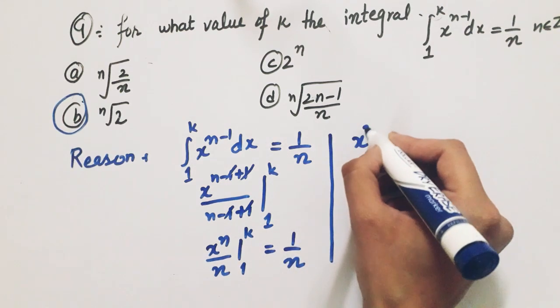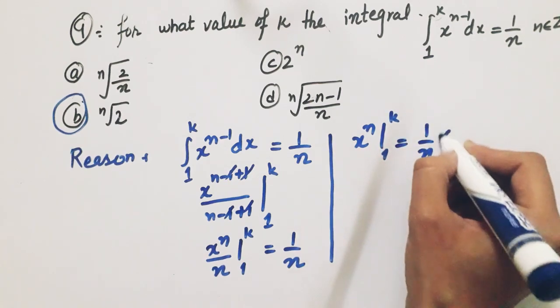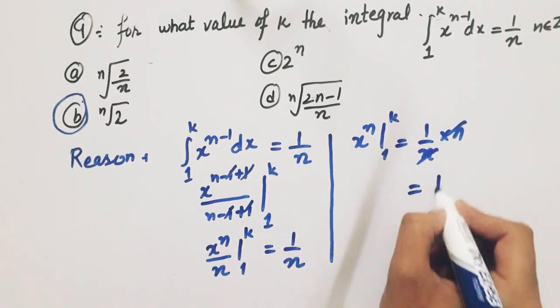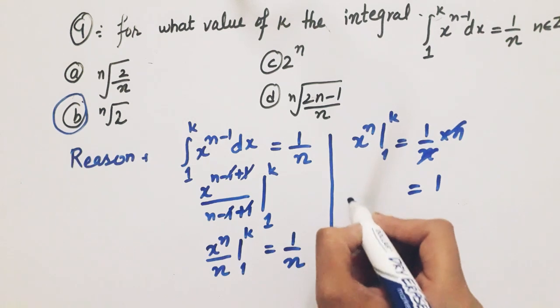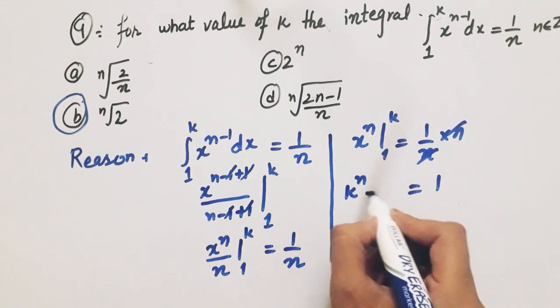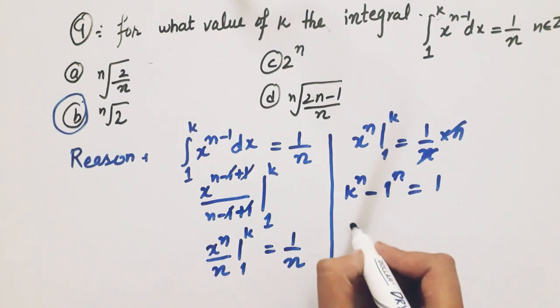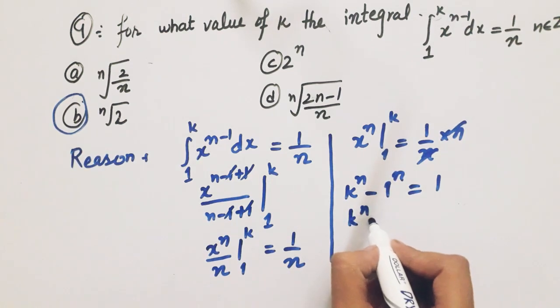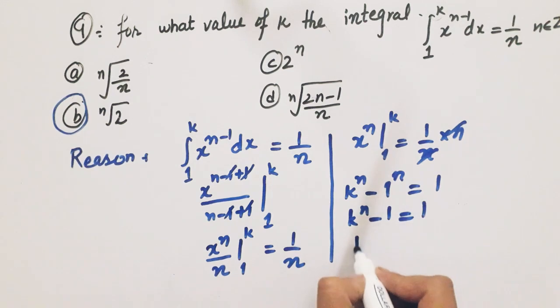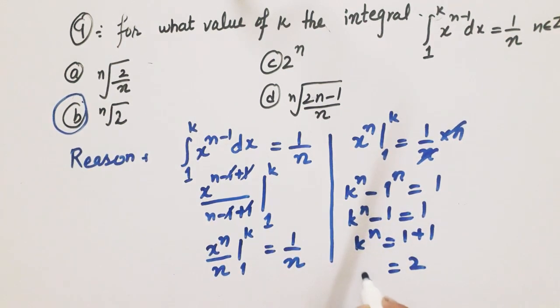You have x^n = 1 to k, and 1 by n multiplied by n, this is equal to 1. So x is equal to k raised to power n minus 1 raised to power n. So 1 raised to power n means 1. K^n is equal to the minus 1 minus 1, so k^n is equal to 1 plus 1, which is equal to 2.